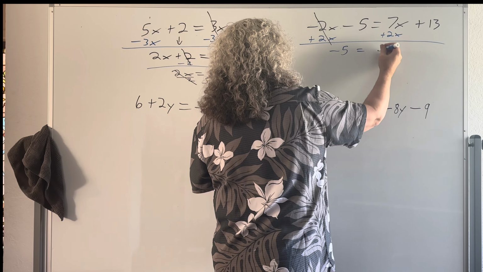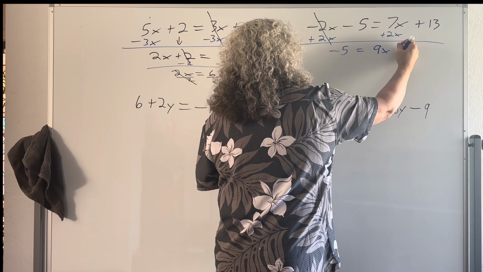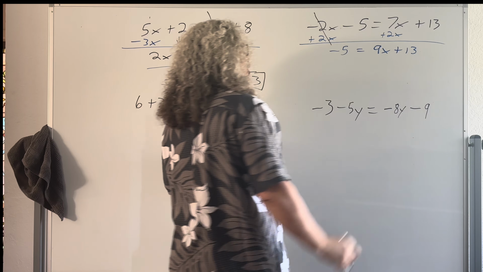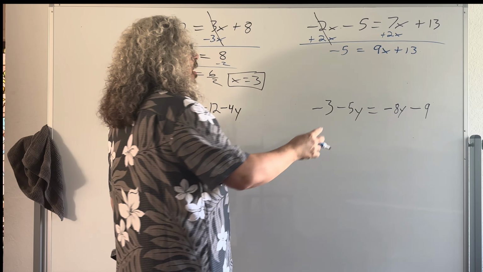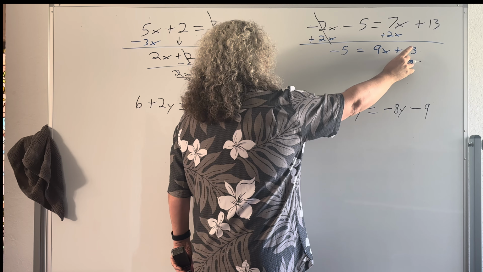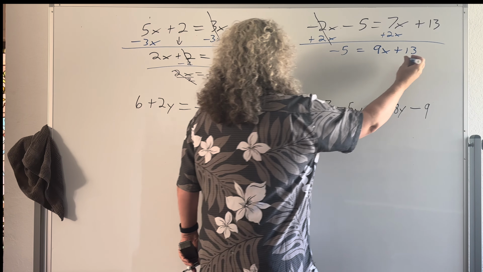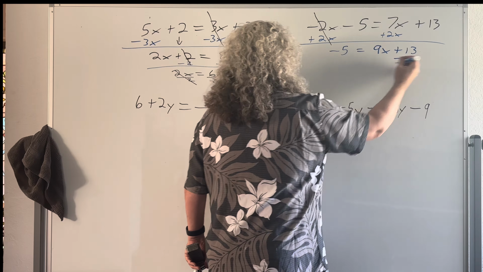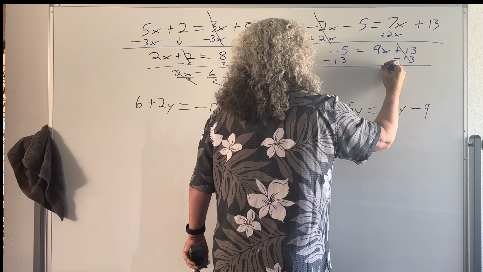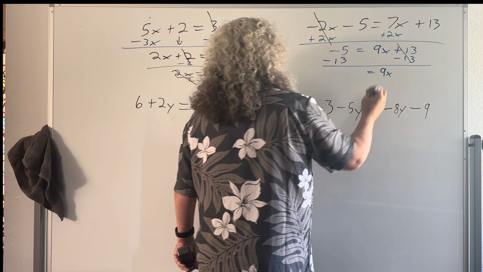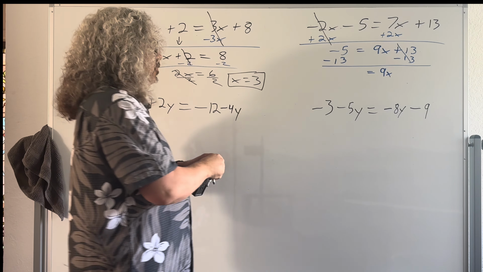Equals, this right here is going to be a 9x plus 13. I'm just going to drop it down. Now, letters on one side, numbers on the other. So now, I notice that there's a number here and a number here. I've got to remove the furniture, and the only way by doing that is to subtract the 13 here and subtract the 13 here. Okay, they die, and I'm left with 9x equals, well, what's negative 5 minus 13?